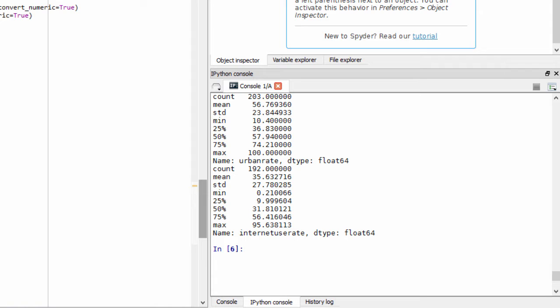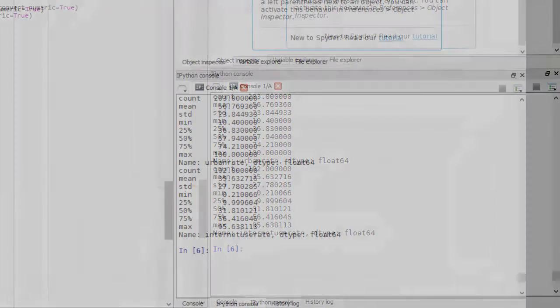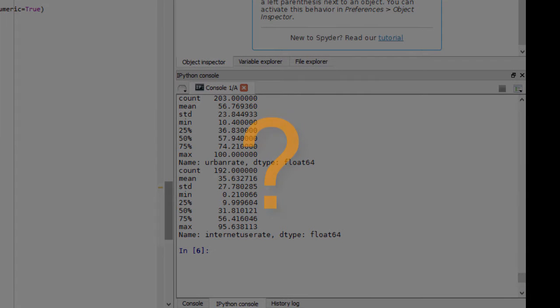For Internet use rate, on average, about 35.6% of the population across these individual countries has access to the World Wide Web. Again, with a standard deviation of 27.8%, there seems to be quite a bit of variability from country to country. But is there a relationship between these two variables? We can explore this question visually with a scatter plot.